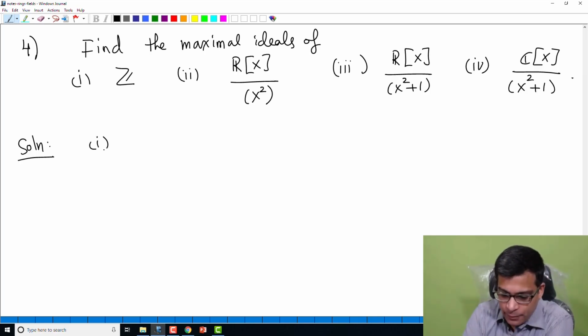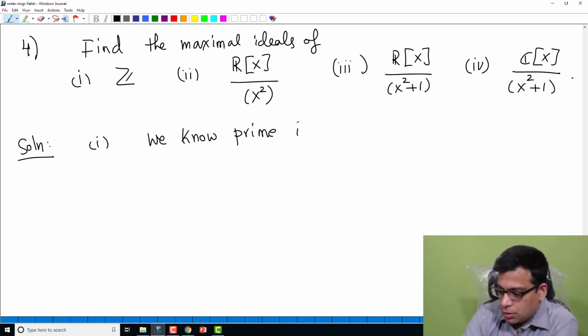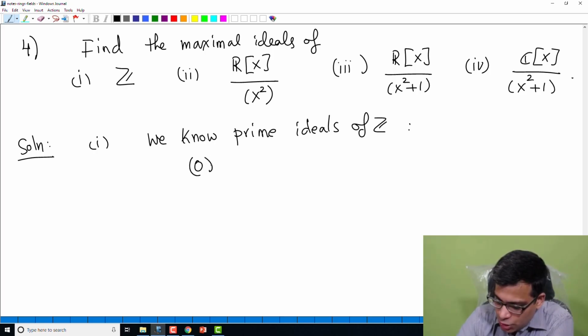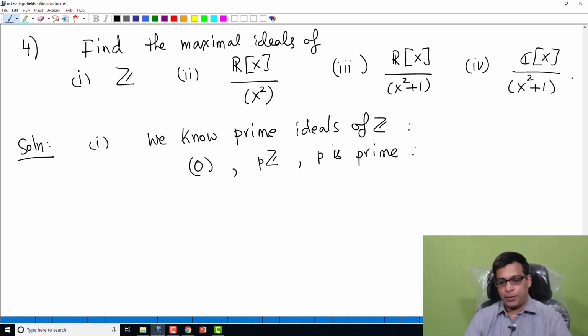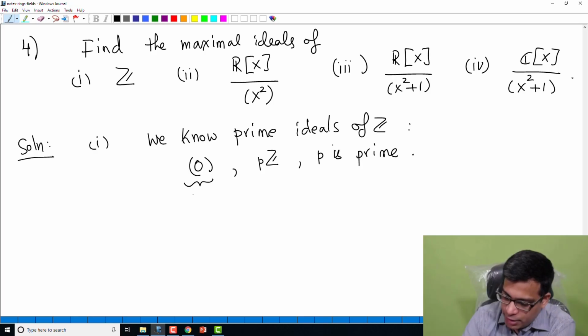So the first one is easy. We know prime ideals, I may have said this before, prime ideals of Z are the 0 ideal and pZ where p is prime. Because a maximal ideal is automatically prime, the maximal ideals will be among these, right? If some ideal is not prime, it cannot be maximal. So in order to find the maximal ideals of Z, we need to first start with prime ideals and see which of those are maximal ideals. Now which of these are maximal ideals? Is 0 a maximal ideal? This is not a maximal ideal.